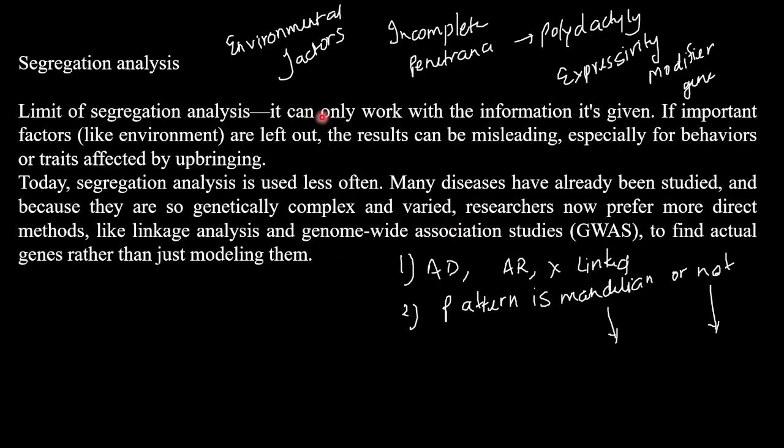actual genes rather than just modeling them. So it can only work with the information it's given. If important factors are left out, the results can be misleading, especially for behavior or traits affected by upbringing. Today, segregation analysis is used less often because sequencing is available. Many diseases have already been studied, and because they are so genetically complex and varied, researchers now prefer more direct methods like linkage analysis and genome-wide association studies to find the actual genes rather than just modeling them.